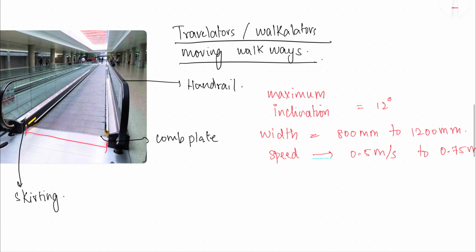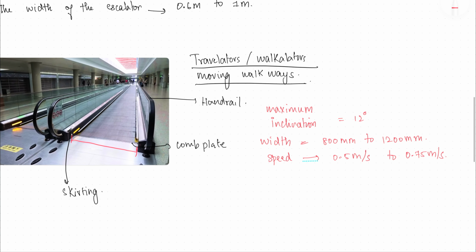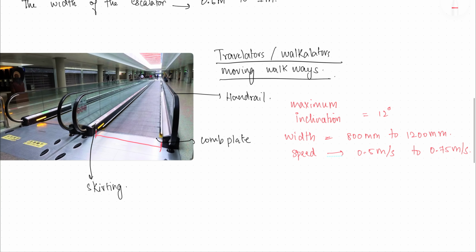And travelators are usually used in metro stations. No, I don't think it's metro stations, but usually used in airports and other places. The one thing that distinguishes your escalator from your travelator is that in an escalator you cannot bring your baggage, like your trolley or something, but in travelators you can bring your trolleys and other stuff.